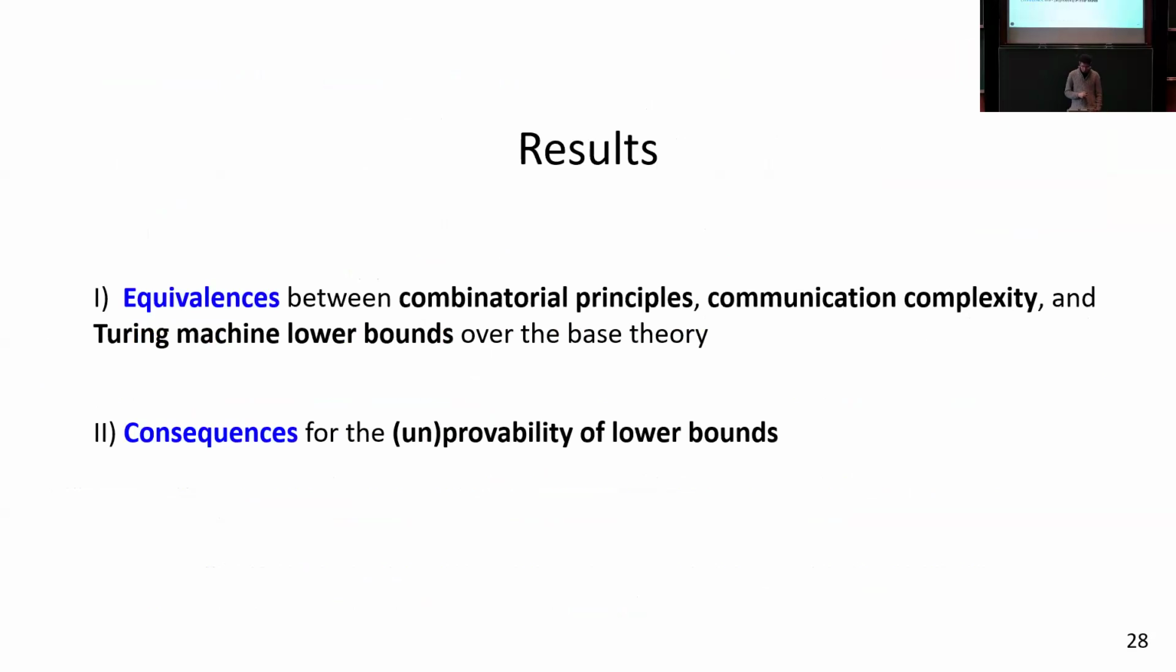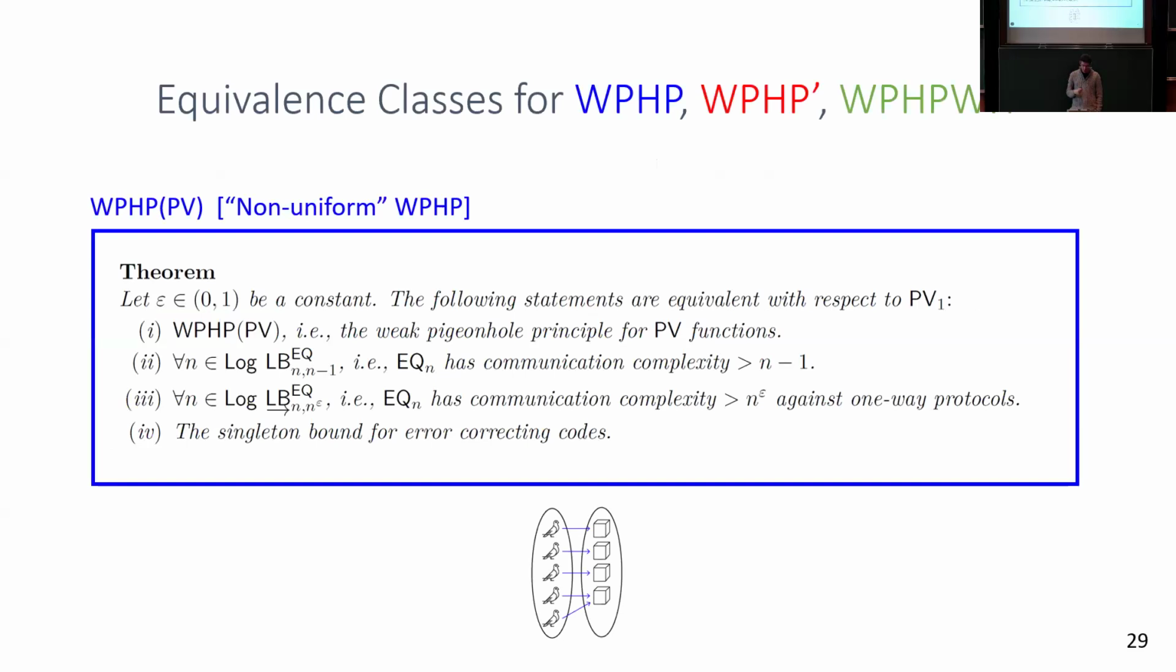Okay, so we have two sets of results. The first are the equivalences of lower bounds to some combinatorial principles in the base theory, and then we derive several consequences of this equivalence. So let me first tell you about the actual equivalence. And we're going to have theorems for the weak pigeonhole principle and the retraction pigeonhole principle.